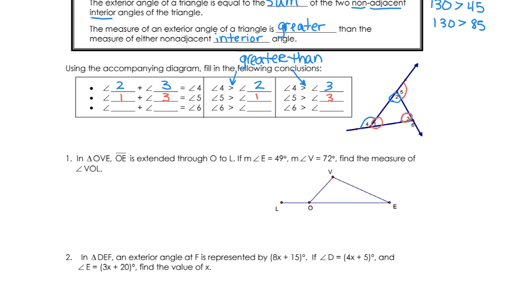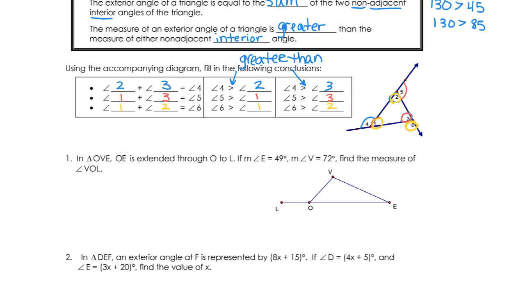Last bullet, in order to get angle 6, which is an exterior angle, you would have to add the non-adjacent interior angles. So the interior angles that are not next to it would be 1 and 2. And so angle 1 added to angle 2 would equal angle 6. Therefore, angle 6 is going to be greater than angle 1, and angle 6 will be greater than angle 2.